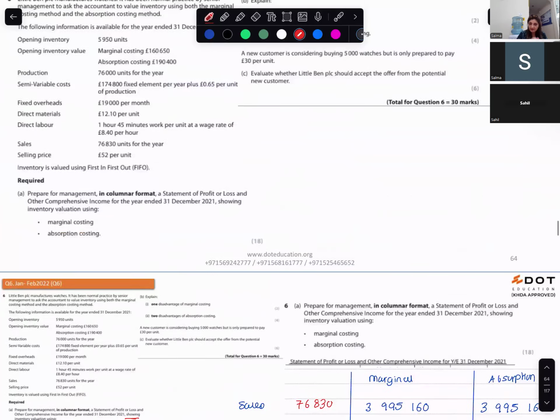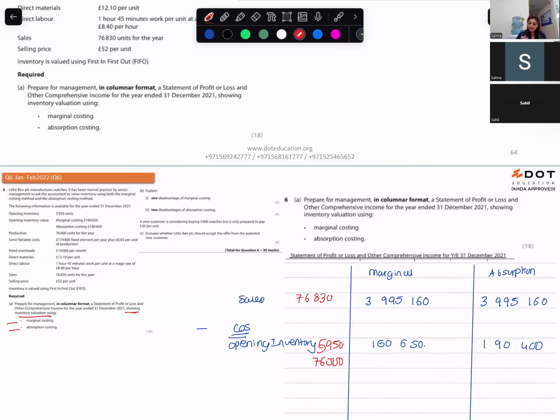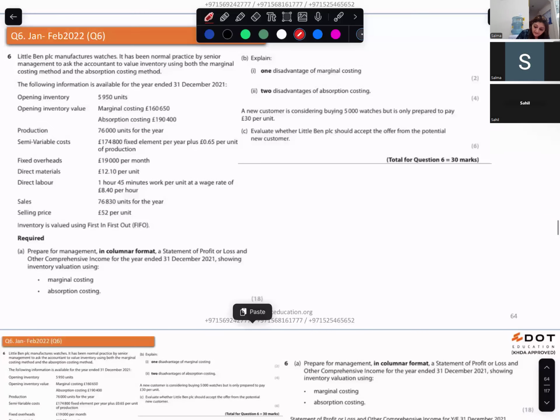Okay, fine. Now I've already done opening inventory and written it as per marginal and absorption. Now I will do my production cost. Production cost will remain the same whether it is marginal costing or absorption costing. I am telling you that. Only the valuation of inventory would change in marginal and absorption. The rest everything is the same. So let's take the production cost.